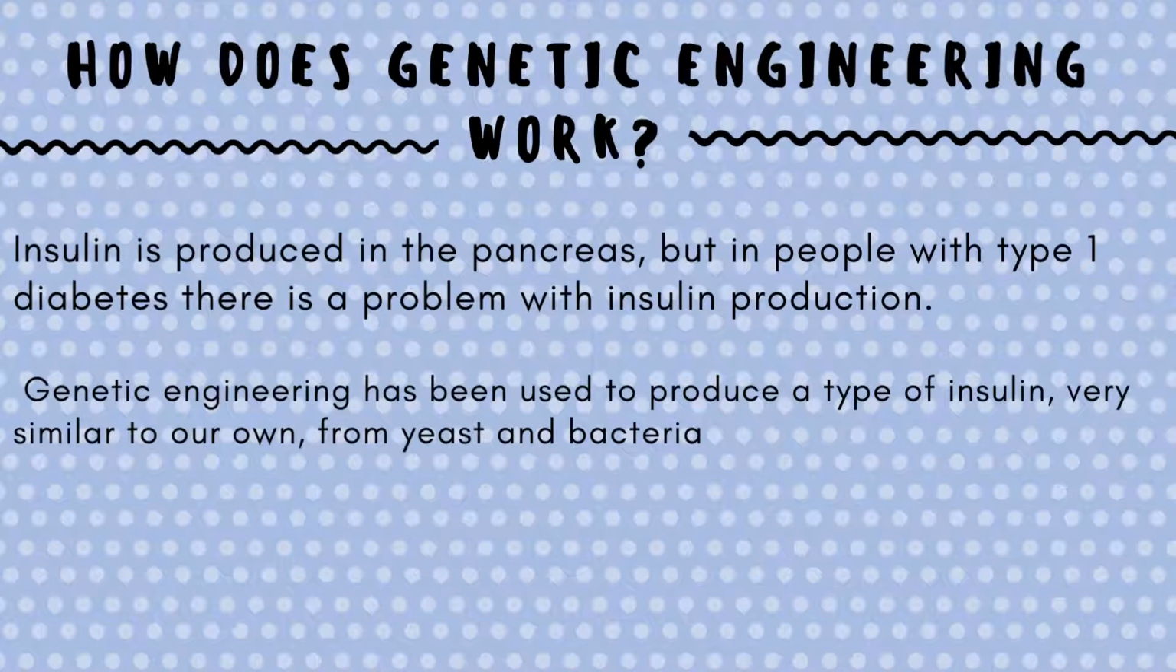How does genetic engineering work? To help explain the process of genetic engineering, I have taken the example of insulin, a protein that helps regulate the sugar levels in our blood. Normally, insulin is produced in the pancreas, but in people with diabetes type 1, there is a problem with insulin production. People with diabetes therefore have to inject insulin to control their blood sugar levels. Genetic engineering has been used to produce a type of insulin very similar to our own, from yeast and bacteria. This genetically modified insulin, Humulin, was licensed for human use in 1982.